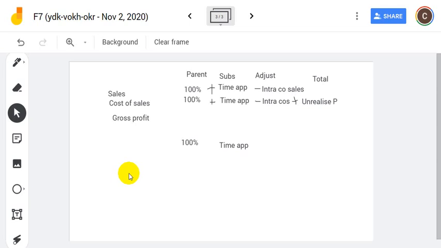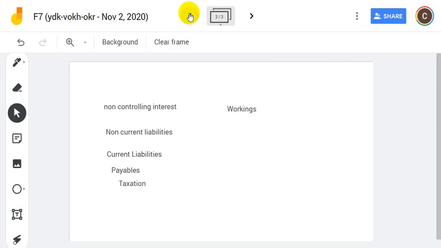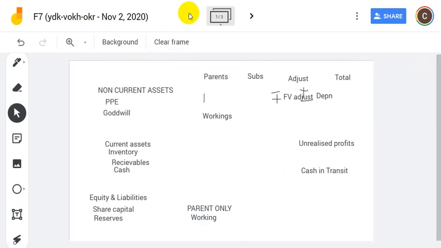Any question? Do you need to take some screenshots of these sketches on consolidation, or are you taking them down as we are going? Screenshots would be okay. Okay, you can start with that one.